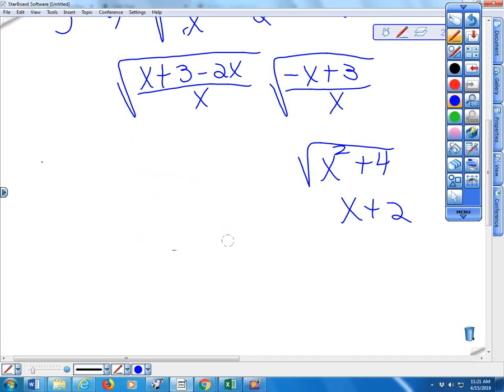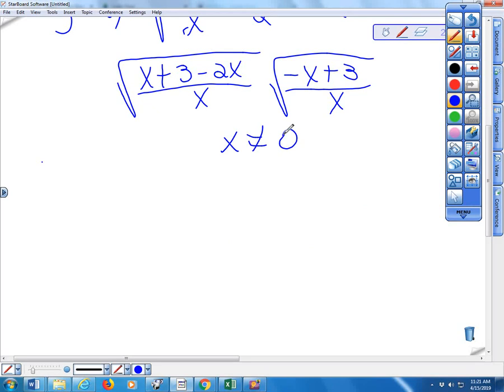So, I'm looking at the domain of this function. I know right away x can't be 0. But I also know that this number up here can't be negative. Negative x plus 3 over x has to be greater than or equal to 0. It can't be negative. That's why it's greater than or equal to. This is how I'm going to solve and figure out what x is.